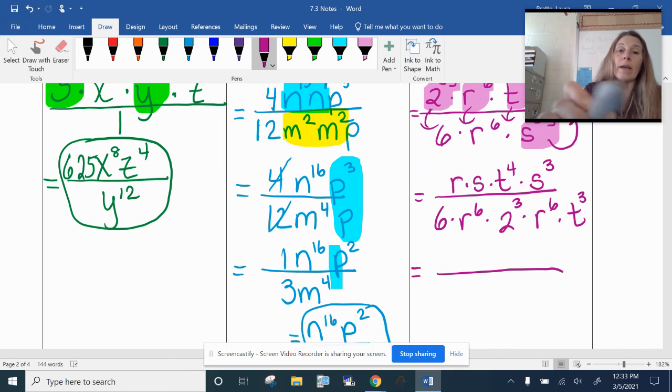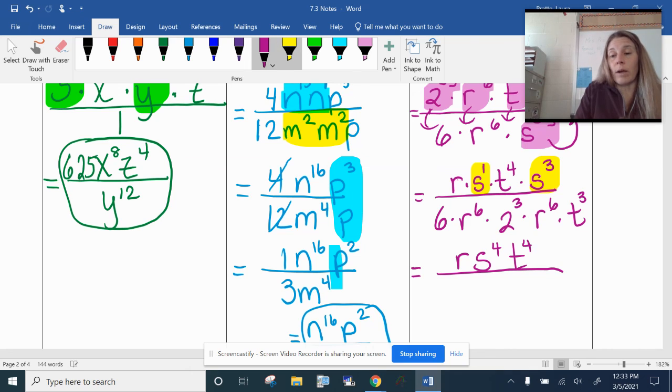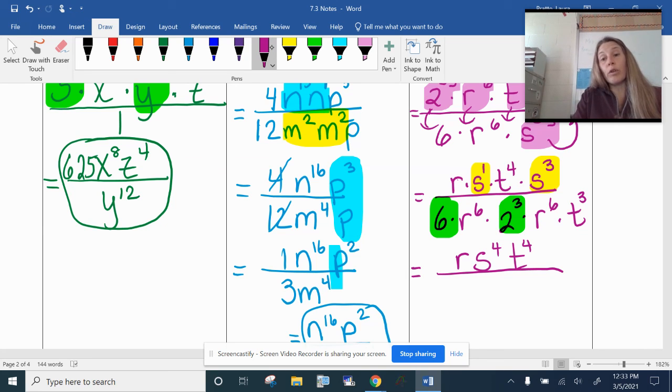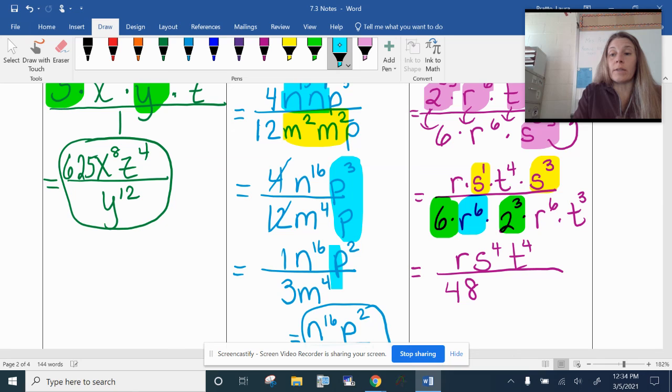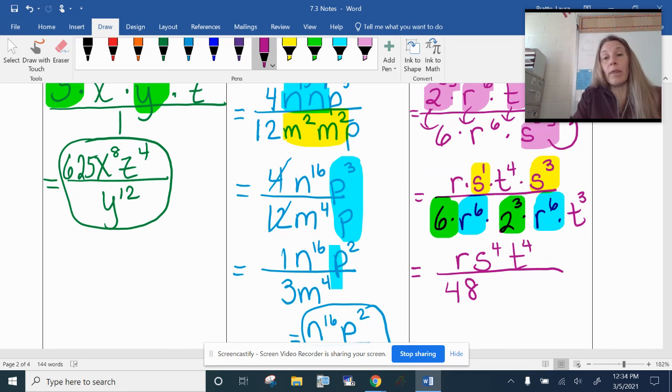All right, so at this point, we want to multiply anything that we can. So I see that on the top, I have an s and an s cubed. So that means I have an r, and then this is really going to be s to the fourth, and then t to the fourth, right? Now on the bottom, I have 2 to the third and a 6, and I want to multiply those. Well, 2 to the third is actually an 8, and 8 times 6 is 48. Then I have r to the 6th and r to the 6th. So when I multiply those, I'm going to add those exponents and get r to the 12th. And then I have t to the third.